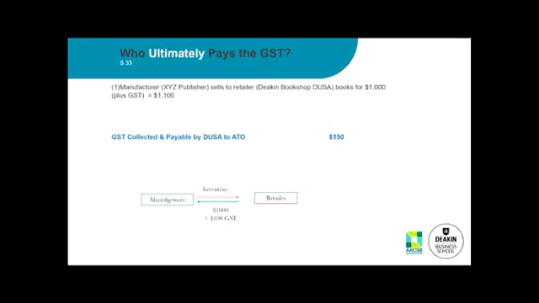Right, so we have the manufacturer over here, transfers the inventory to the retailer, who then pays the manufacturer $1,100. $1,000 for the books and $100 for the GST. Right, so that's the amount that the publisher has, and he sends that off to the ATO.